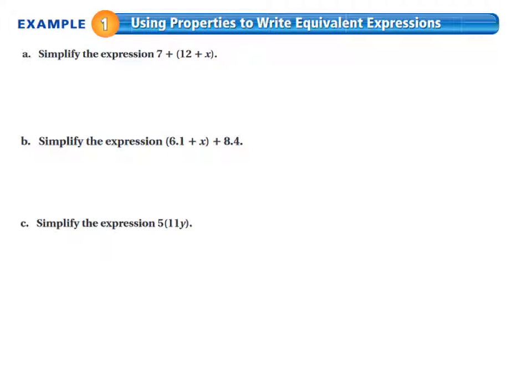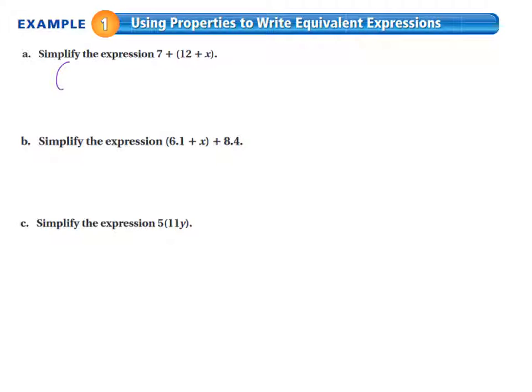Example 1, using properties to write equivalent expressions. So now we're going to use these properties to actually simplify expressions by combining like terms. So if you look at this expression, 7 plus, and when we see parentheses in an expression, we say the quantity of 12 plus x. We would normally take care of parentheses first, but we have 12 plus x, and since we don't know what x is right now, it's not telling us, we can't actually do anything. But we can actually use the associative property to regroup things a little bit differently.